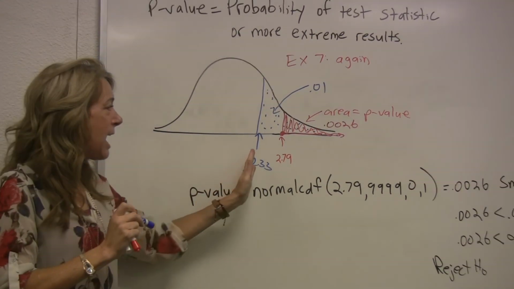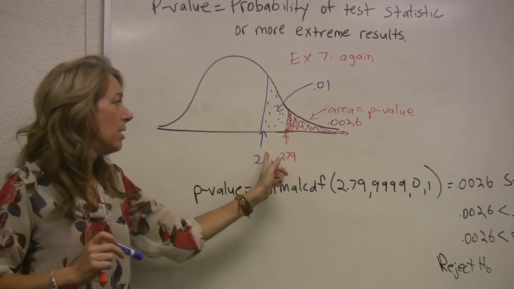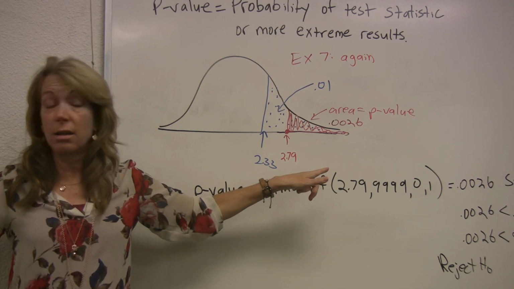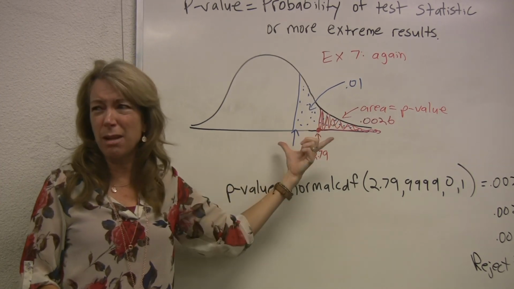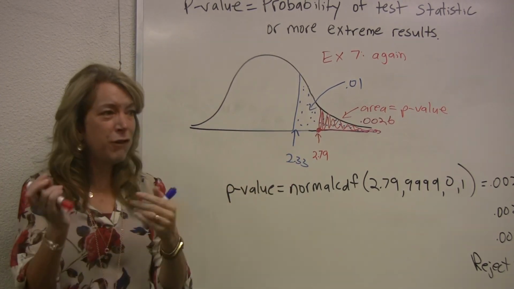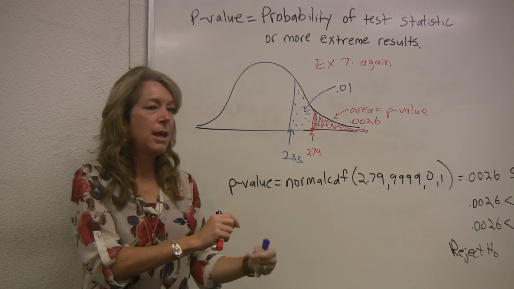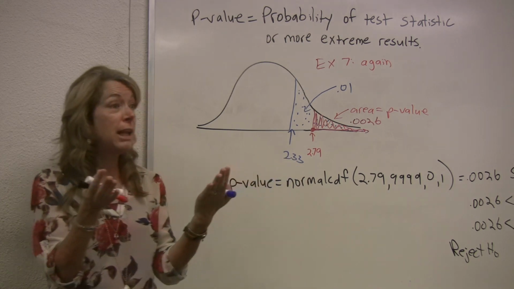So we're saying that anything past here is going to be extreme and tell us to reject. Well, our 2.79 was past there. That's how we made our decision earlier. And notice this red area is definitely smaller than the blue area. So if you're past it, you're guaranteed your p-value is smaller. And if your p-value is smaller, you're guaranteed that you're past that cutoff. So they are directly related.